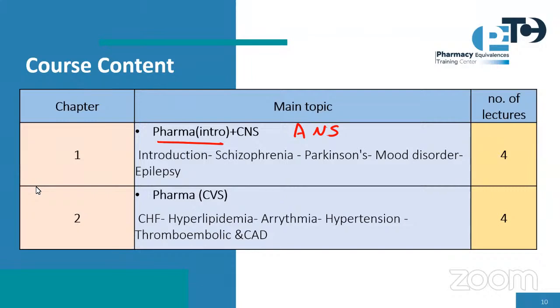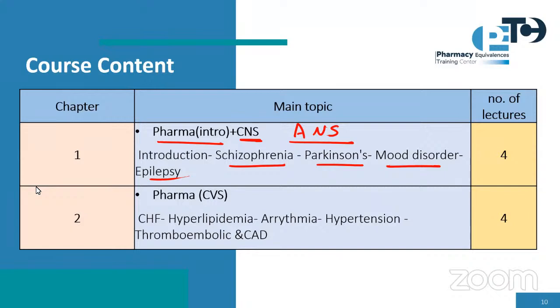The chapter is formed of 4 lectures. The first one was the autonomic nervous system. Then the other 3 lectures about the CNS: schizophrenia, Parkinson's, mood disorders, and epilepsy. Okay. Those are the topics or the disorders that we will discuss in this chapter.